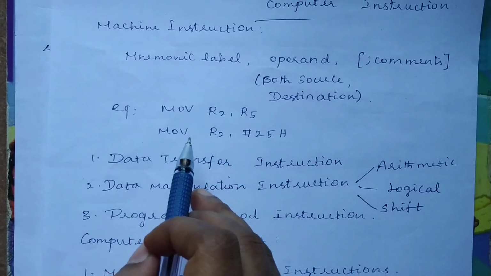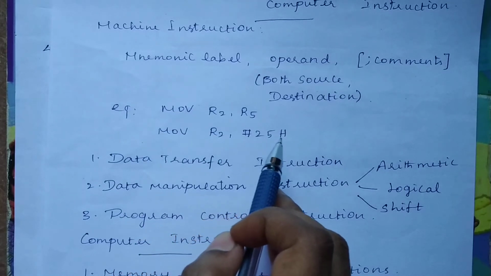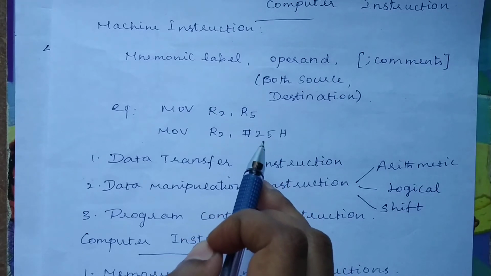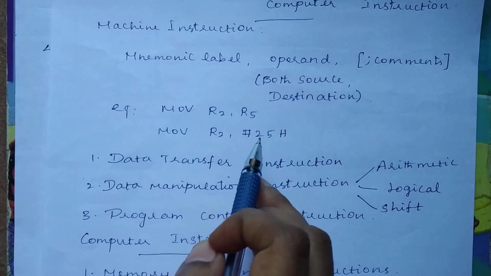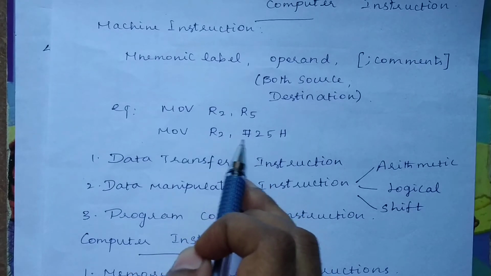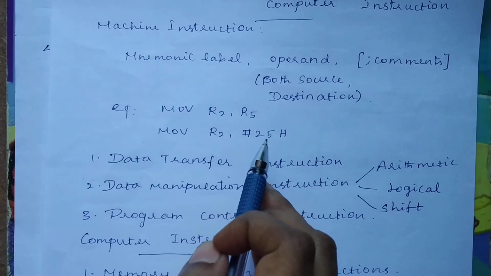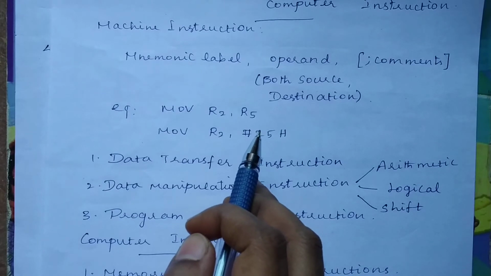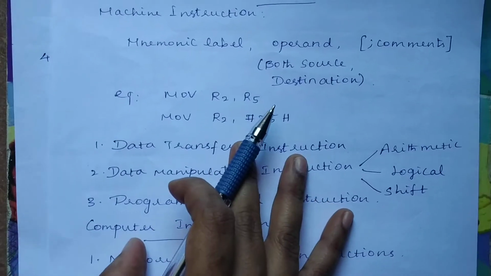Another example is move R2, #25H. It means 25H is one of the locations stored in memory, so it is one of the memory addresses. Whatever content we have at that address will be transferred to this register. This is what the move instruction does: we move from one location to another location. What we move is the content, that is, the data value. It might be any data operand or any kind of instruction. So this is nothing but a machine instruction.